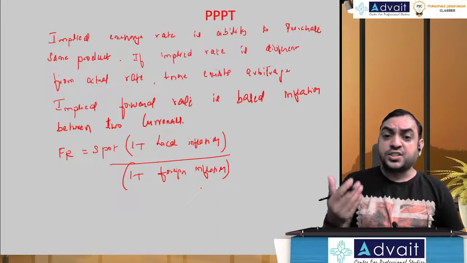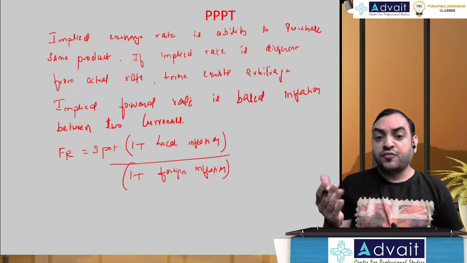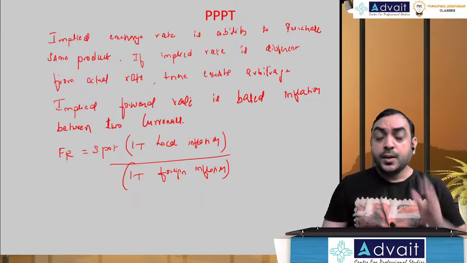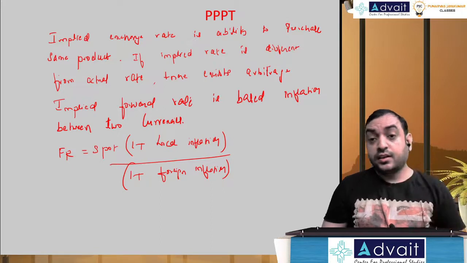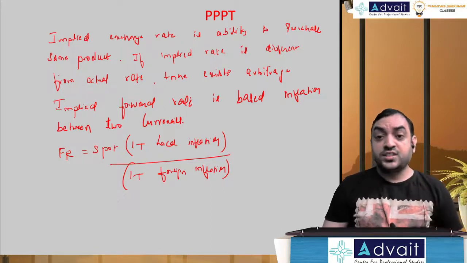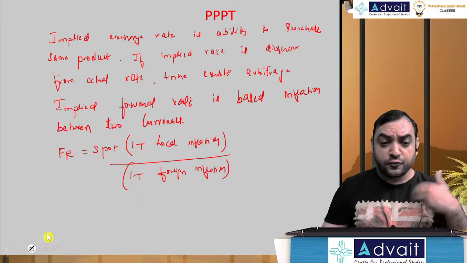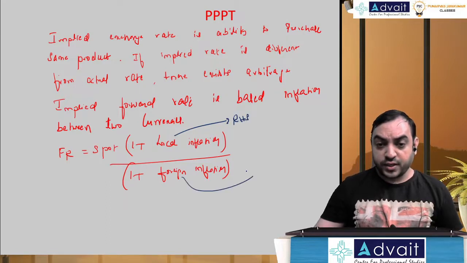So in the Indian context, local inflation will be rupee inflation, and foreign inflation will be dollar inflation, or whichever currency you are calculating. In the Indian context, you can understand local and foreign easily. What if they give you euro and USD? Then local and foreign becomes difficult. In that case, for easy memory, you can remember local is the right hand side currency inflation, and foreign is the left hand side currency inflation.